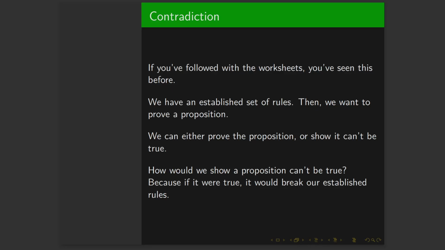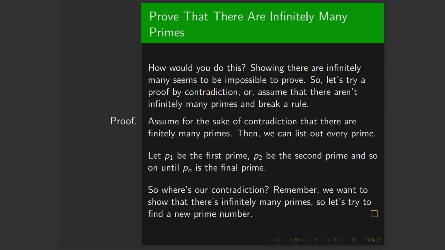Since our assumption is wrong, the result must have been true the whole time. Let's just run through an example. Prove that there are infinitely many primes. Here's why it's so powerful. You can assume the exact opposite of what you want to show. We have more things to work with, more ways to approach a problem, but this freedom comes with a cost.